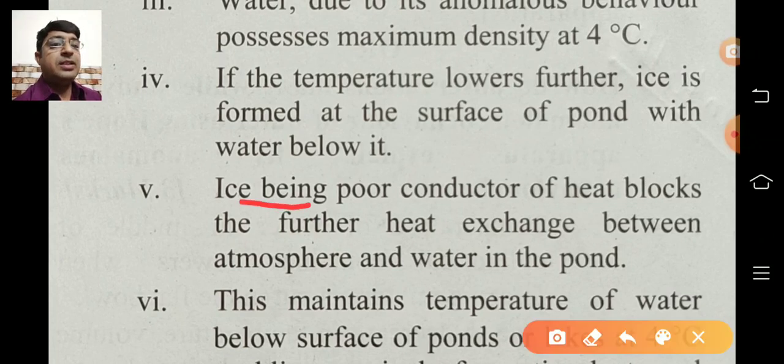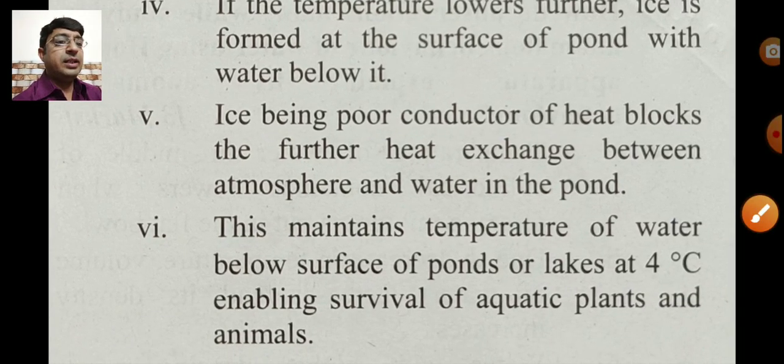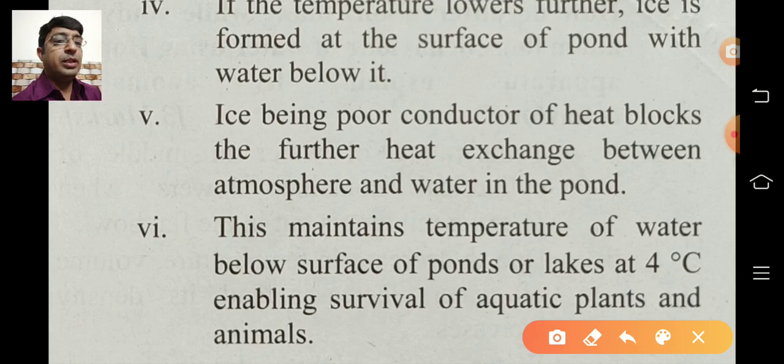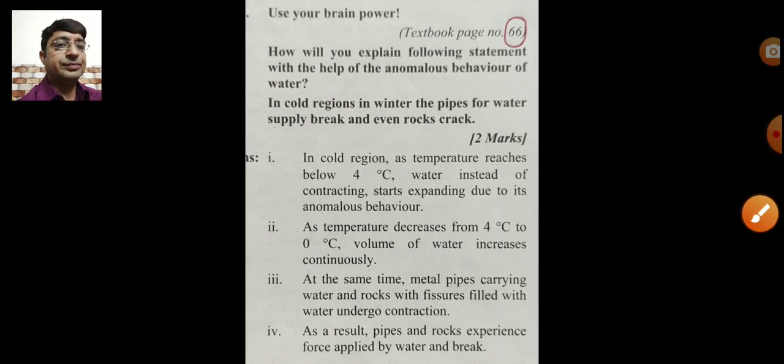Then ice is a poor conductor of heat. Heat is not passing through the ice. That's why ice is a poor conductor of heat, which you should underline properly. So that blocks the further heat exchange between the atmosphere and the water in the pond. This maintains the temperature of water below the surface of ponds or lakes at 4 degrees Celsius, enabling survival of aquatic plants and animals. This is the answer to that question.